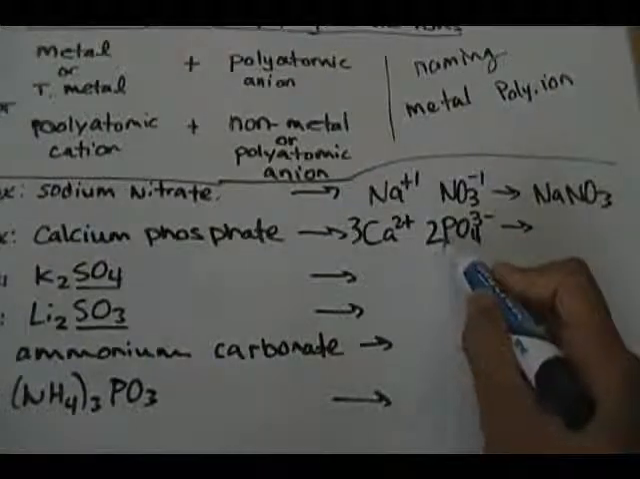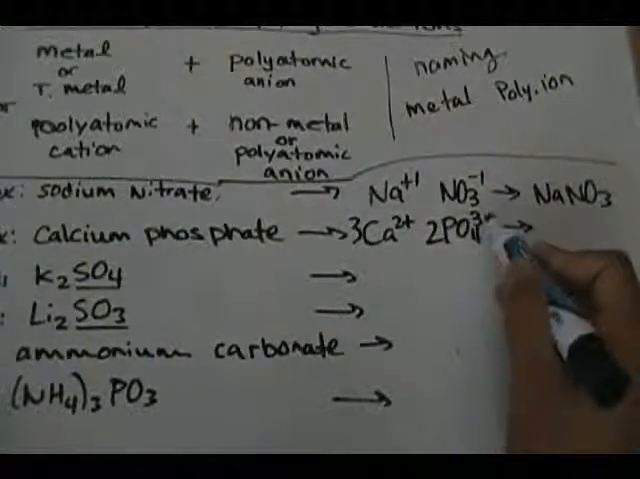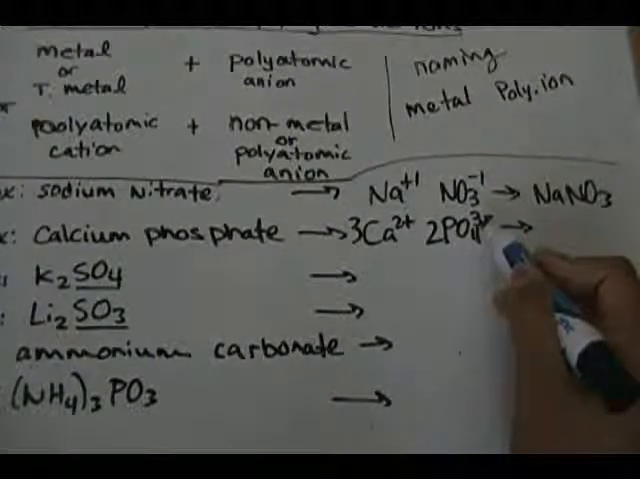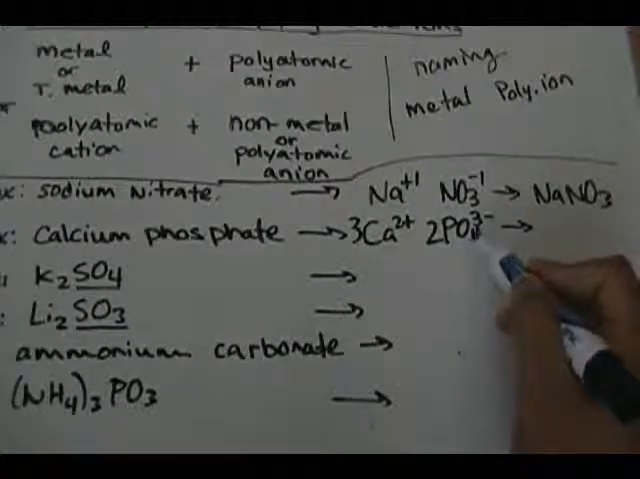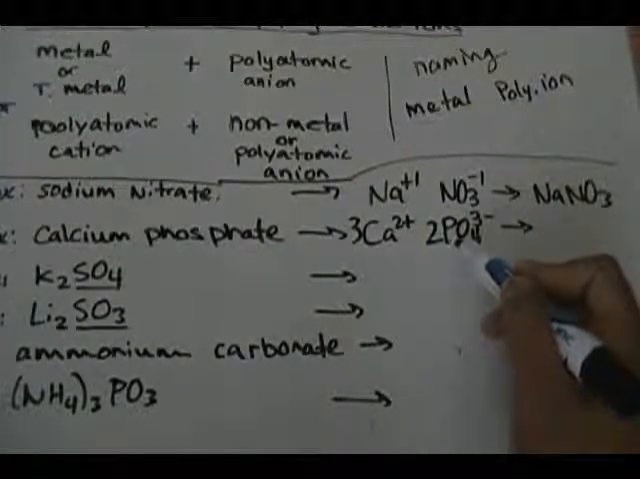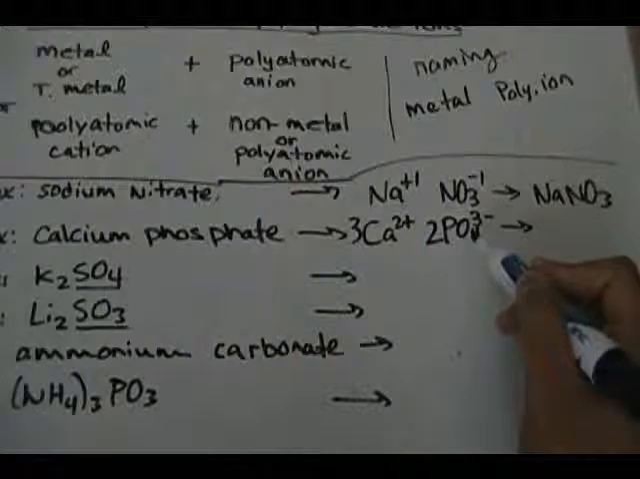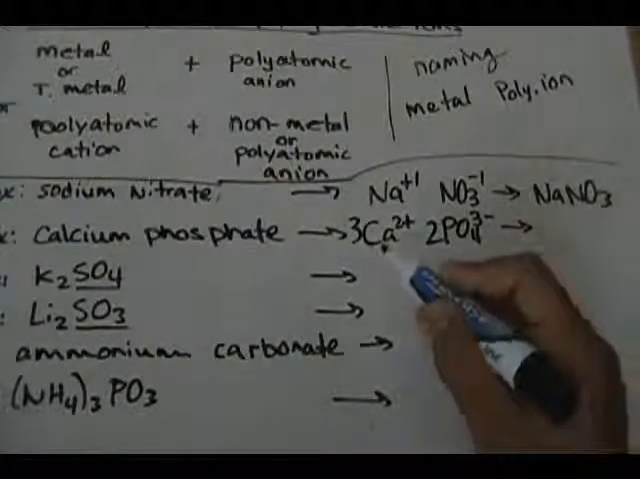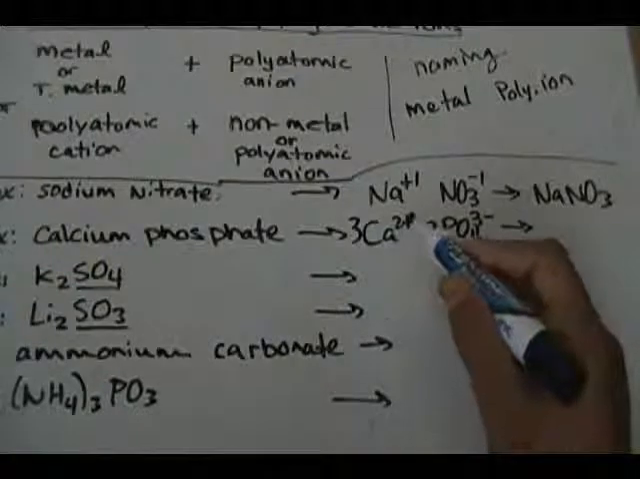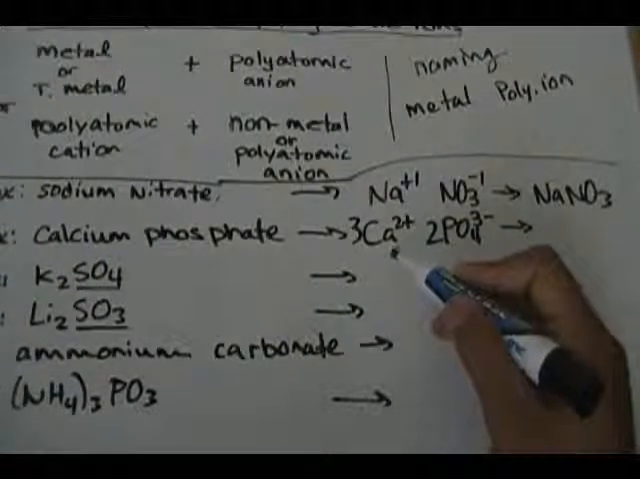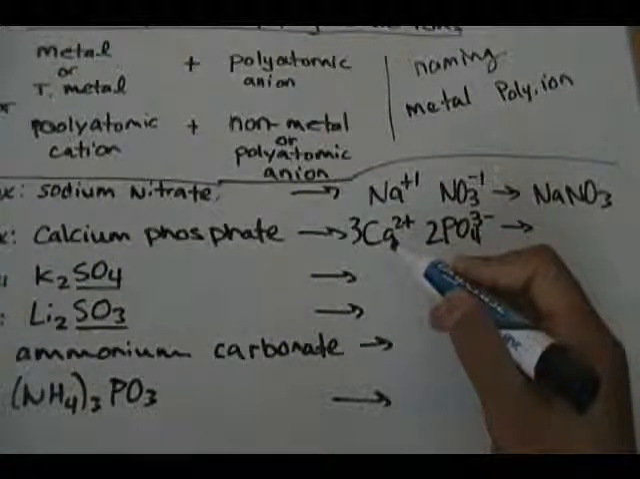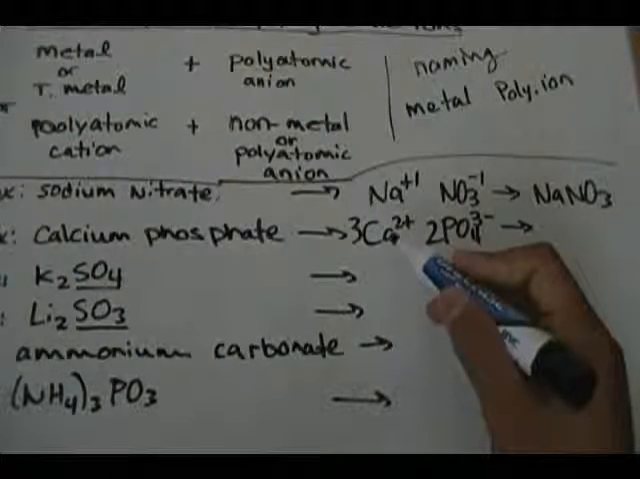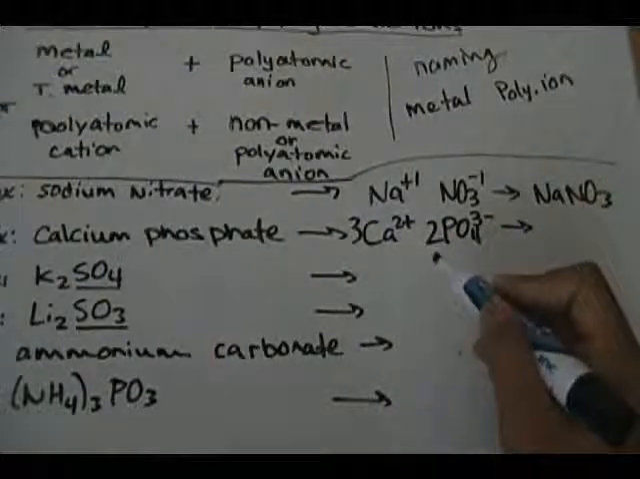So if we have 2 phosphates, that's a total charge of -6, right? 2 times -3. It's two phosphates, each carrying a -3 charge, which totals a -6 charge. And here we have calcium. Each calcium has a +2 charge. If you have 3 of them, that's a total of +6. So you balance it out by having a +6 and a -6.